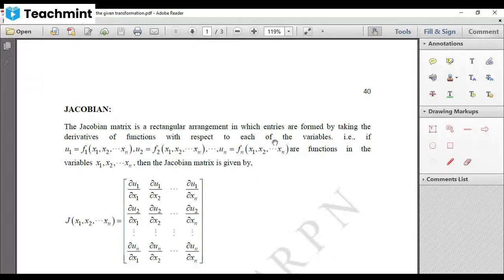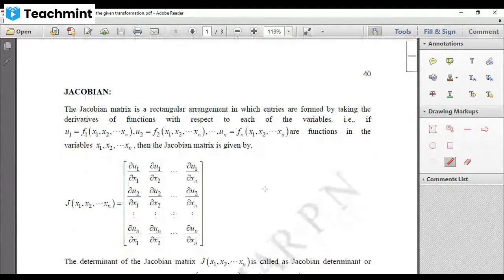Hello everyone. In today's class, let us learn how to write a Maxima program to obtain a Jacobian. We know that the Jacobian matrix is a rectangular arrangement which is formed by taking the derivatives of the function with respect to each of the variables.